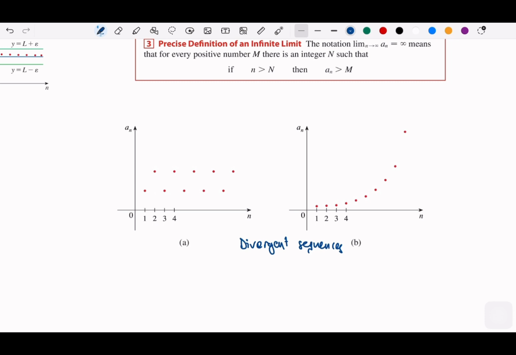So in A, this one here, it oscillates between two numbers. And this one is going to be larger and larger.